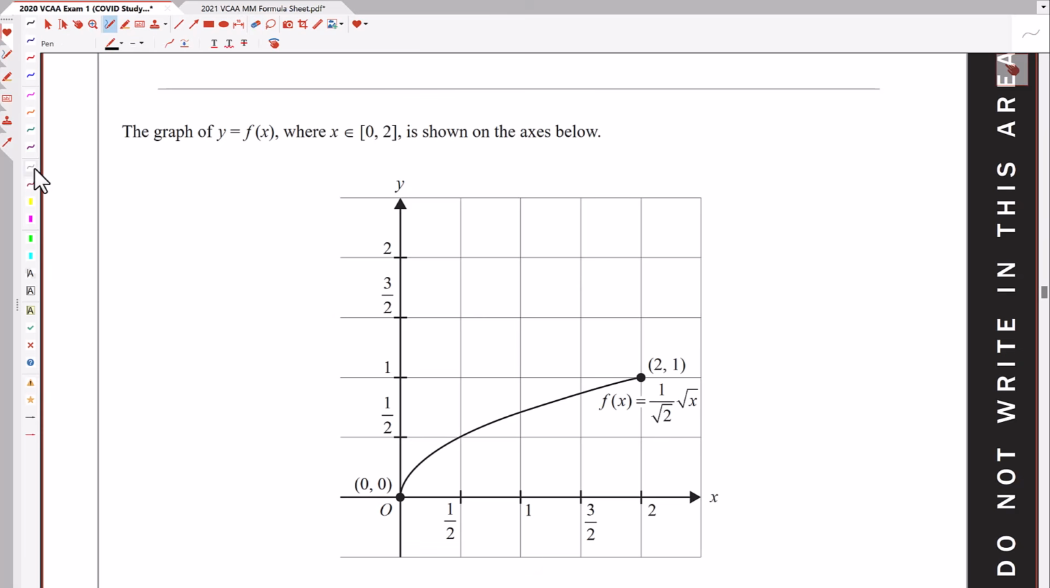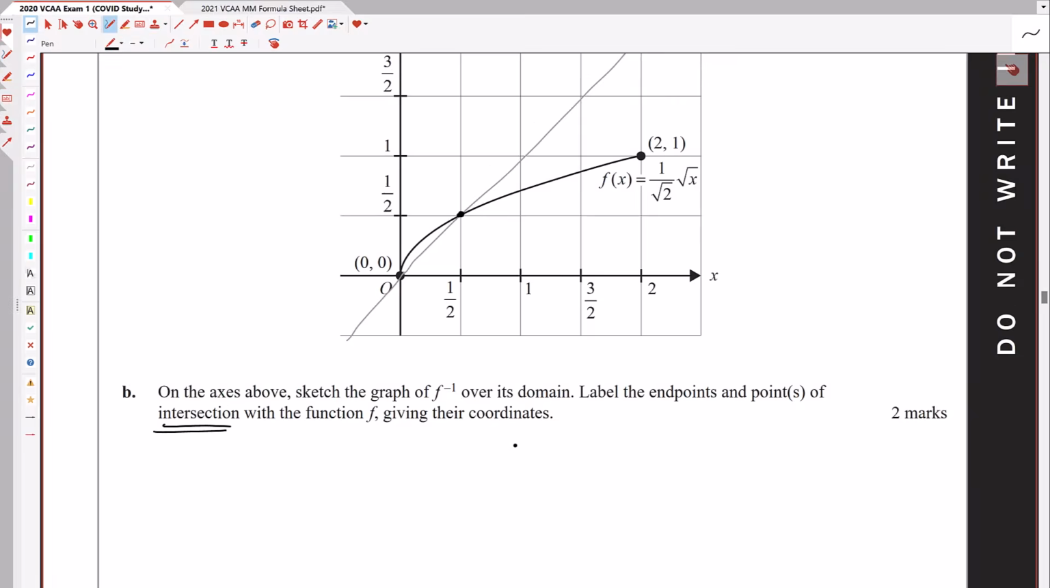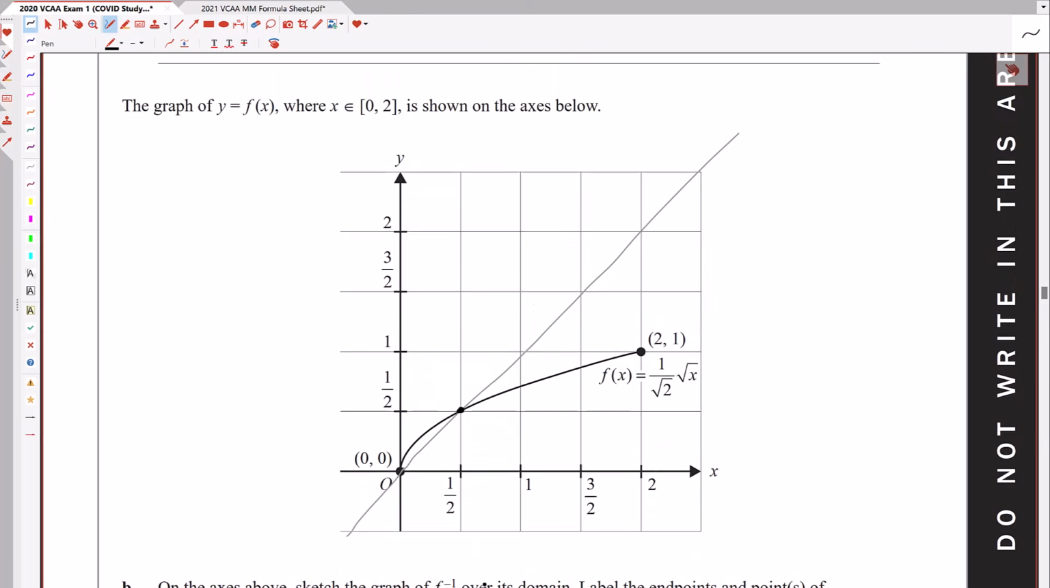We all need to understand that an inverse function is just a reflection in the line y equals x, okay? There's y equals x there. Well, we want to reflect everything in y equals x. We can see that they're going to intersect where that original graph crosses over y equals x. Okay, we don't even need to calculate the points of intersection. It does ask you to label the points of intersection, but we can read it off the graph.